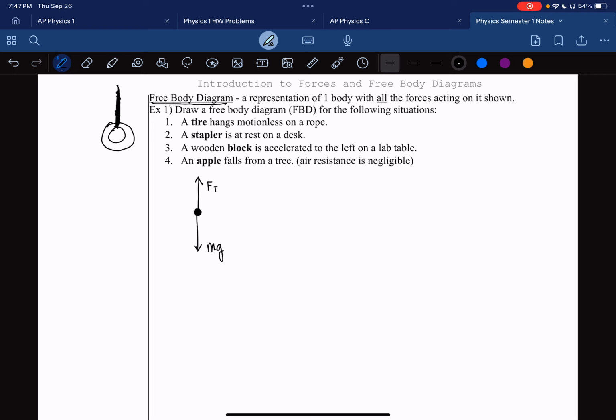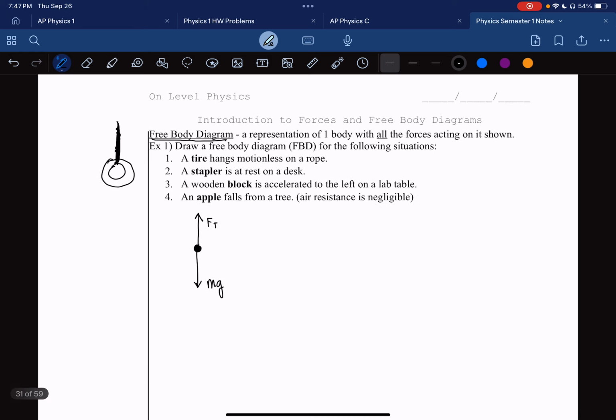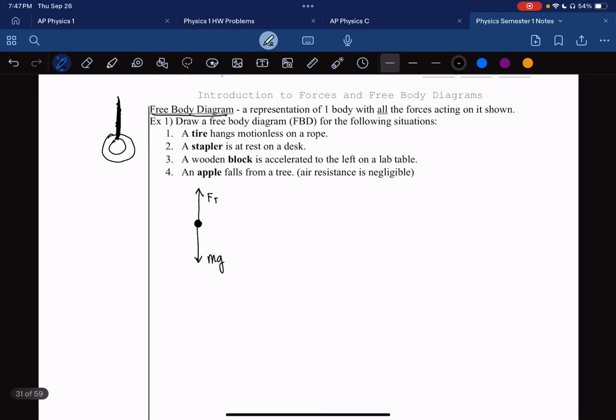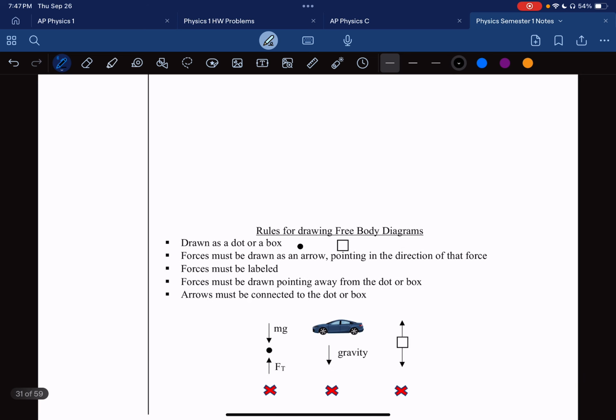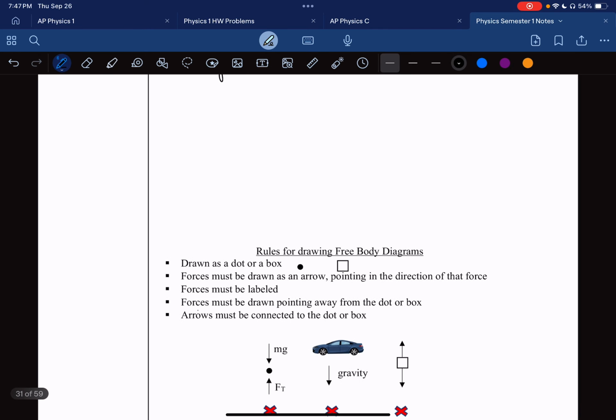So let's talk about the rules. You draw it as a dot or a box. I'm going to prefer dots for the time being. Forces must be drawn as an arrow pointing in the direction of that force. The rope can only pull, it cannot push, so it's pulling up. Gravity is pulling down. The forces must be labeled. That's what we showed, Ft and mg. Very clear what those forces are.